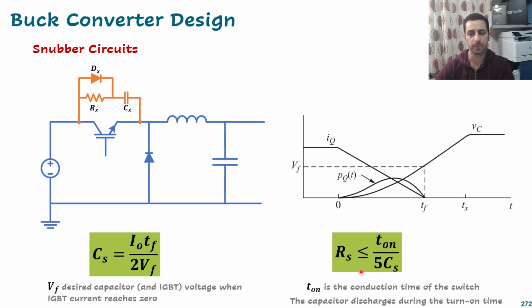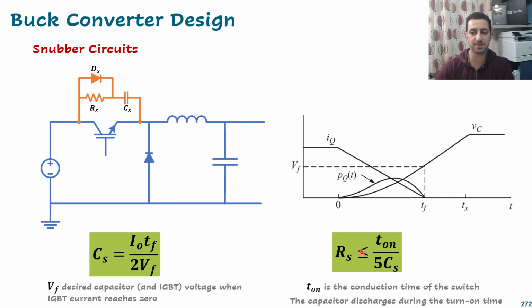What is the T on here? The T on is the conduction time. We know that we turn the switch on and off, and the conduction time is delta T, when we turn it on and we wait until the off time comes. So the on time here is not the switching on time. No, it's the on time for the switch itself coming from the PWM.